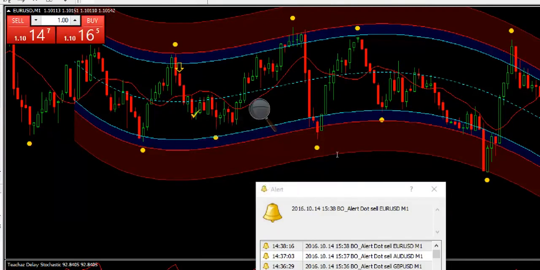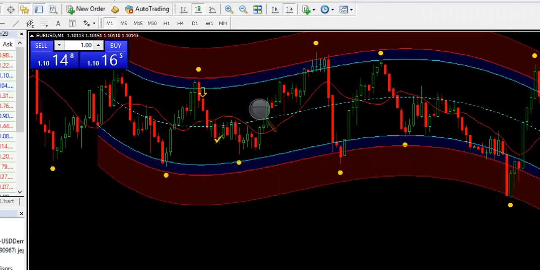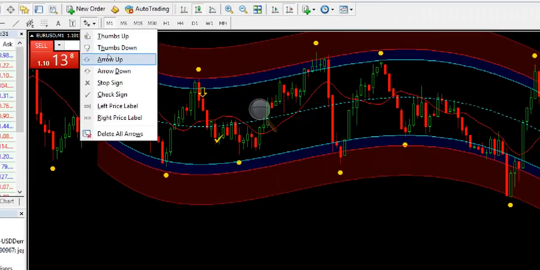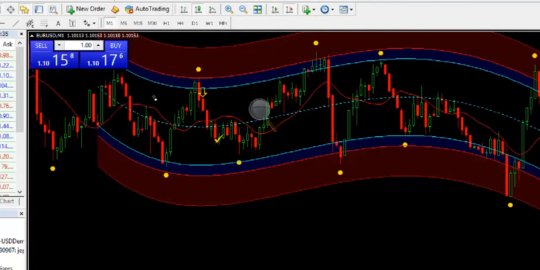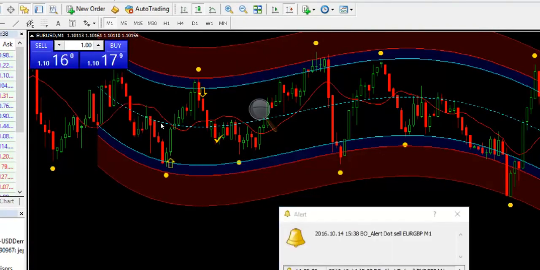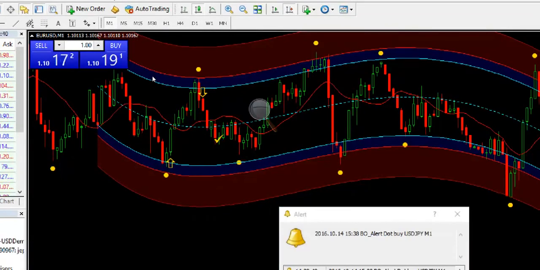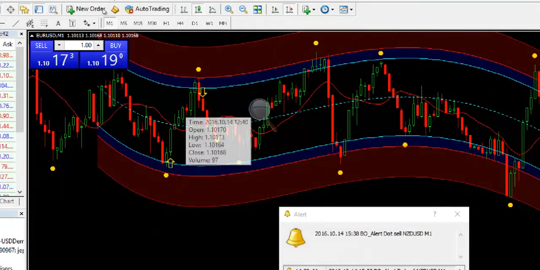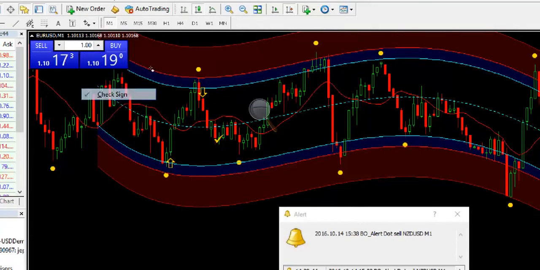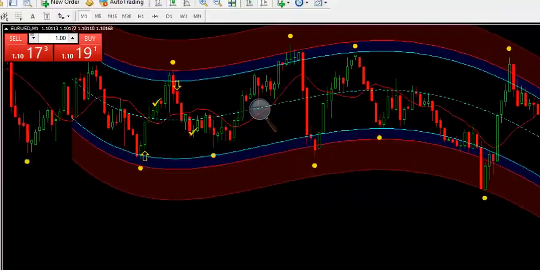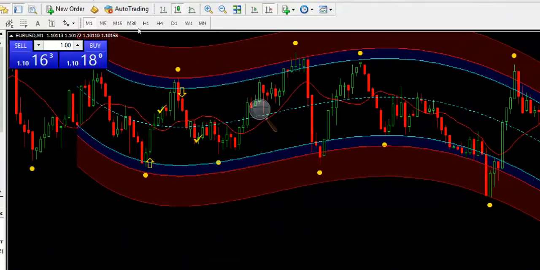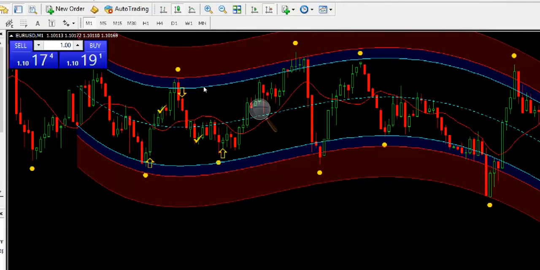So again, this was a signal. I could have ended on this one here and say 1, 2, 3, 4, 5. This was a winning candle, right? So again, I could have ended here, which is 1, 2, 3, 4, 5, and win again.